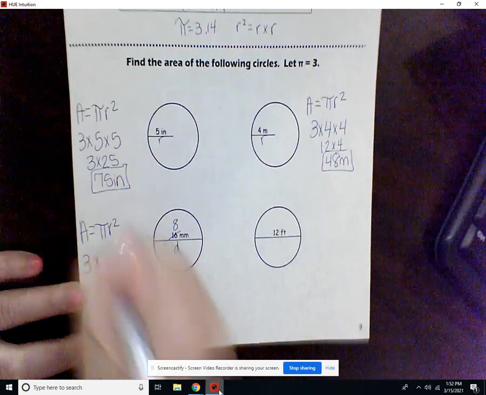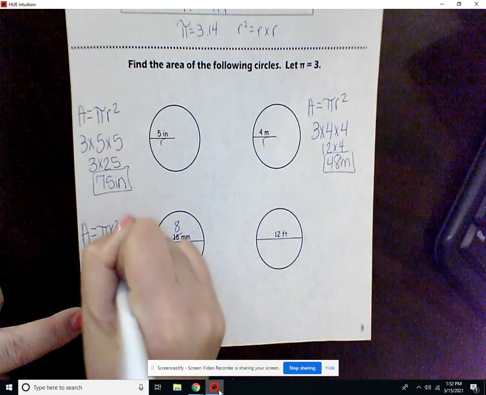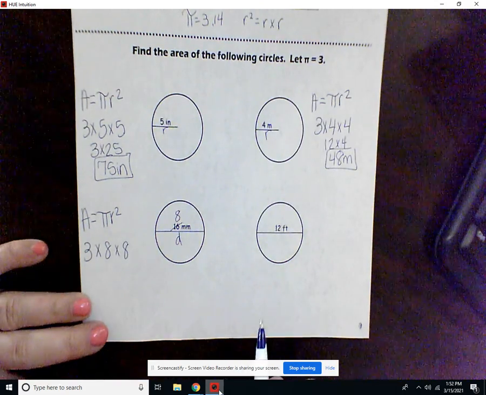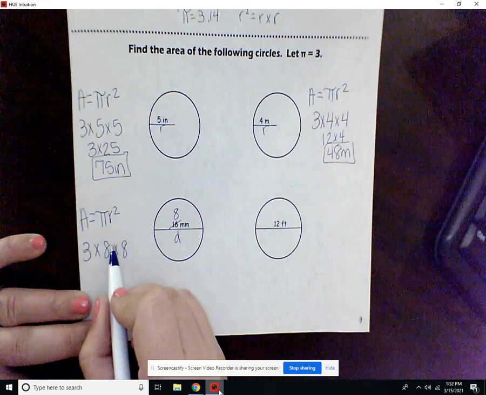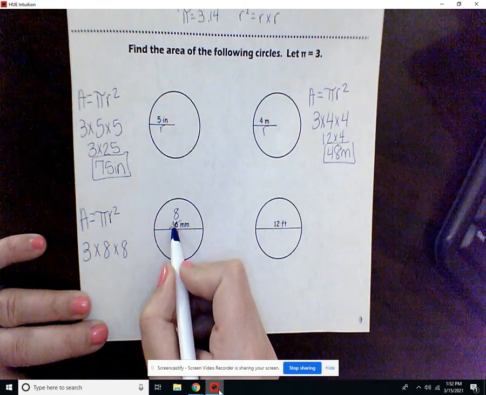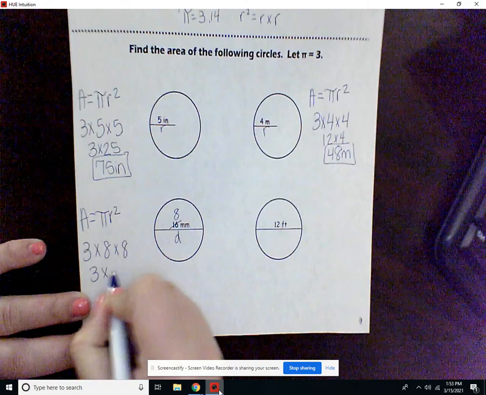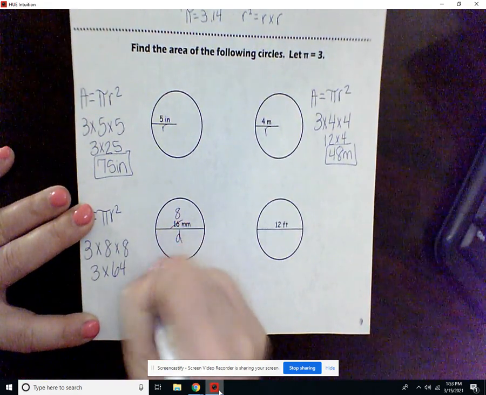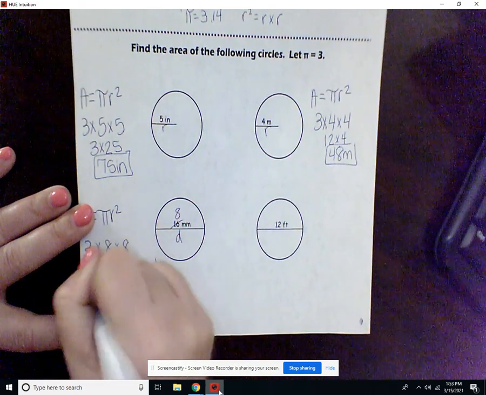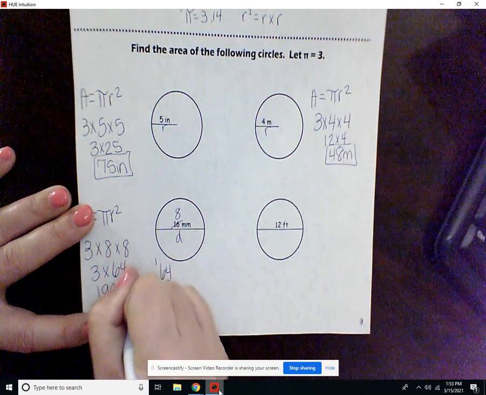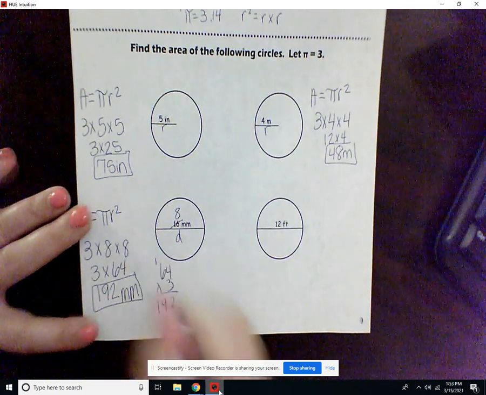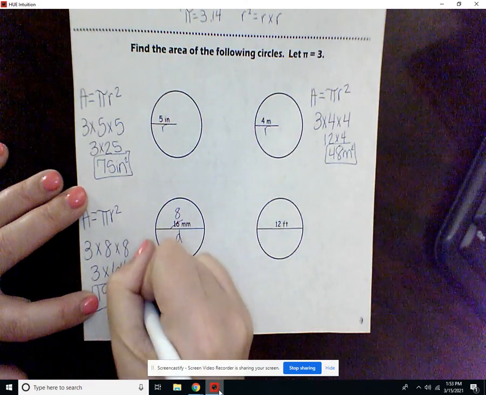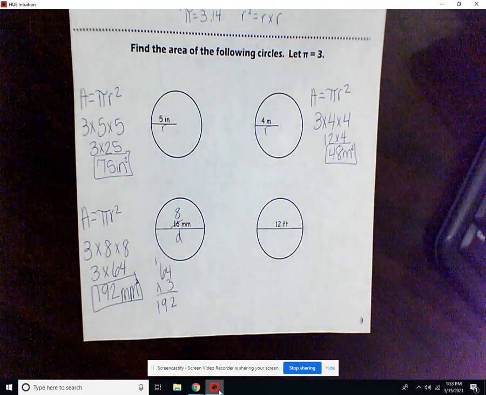So we're going to use 3 for pi. Radius is 8, so it's radius times radius, 8 times 8. Again, it's not 16. When I do 8 times 8, I get 64. And then I'm going to do 64 times 3, which is 192 millimeters. Oh, and I forgot, with area we put a little 2 next to our units for squared, for two dimensions.